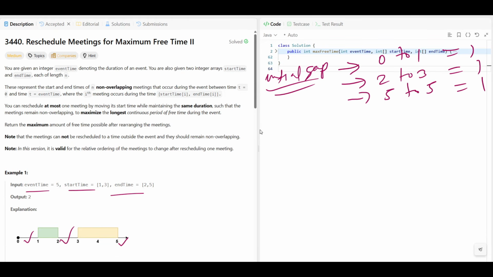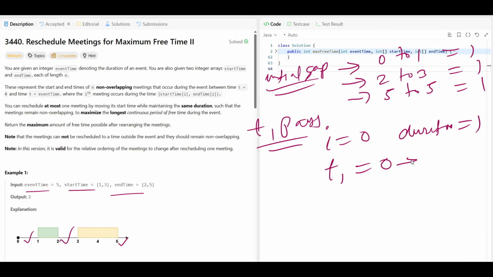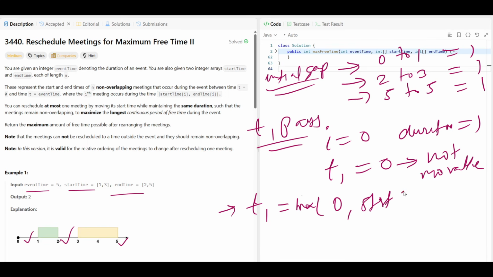So we'll say in T1, when T1 passes, we'll take I as 0. Our duration is what? 1, right? And we'll take T1 equal to 0, and it's not movable. Because if we take T1, how are we going to find T1? T1 is the max between 0 and start at, what? 0, that I've shown you, right? And then 0. Can we say that it equals 1?